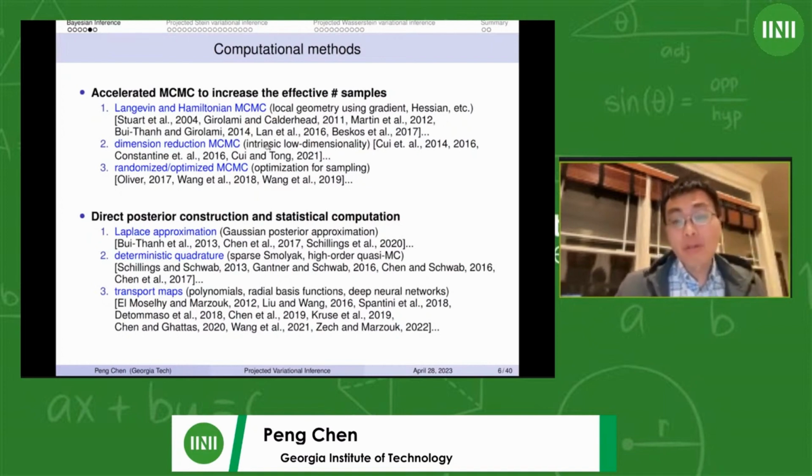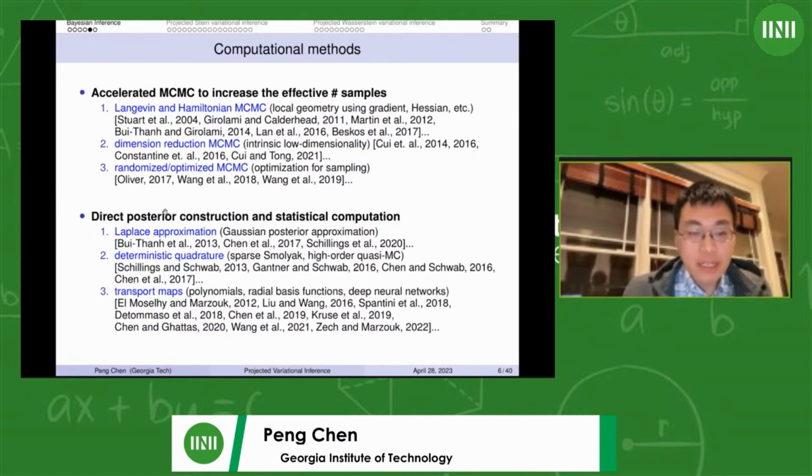Essentially, you want to exploit the intrinsic low dimensionality of these problems by projecting the high dimensional parameter down to the intrinsic low dimensional subspace. And then there's randomized optimize-then-MCMC, turning this sampling problem into an optimization problem. But you still draw random samples for the data, and you solve an optimization problem to get the MAP point for each random sample of the data.